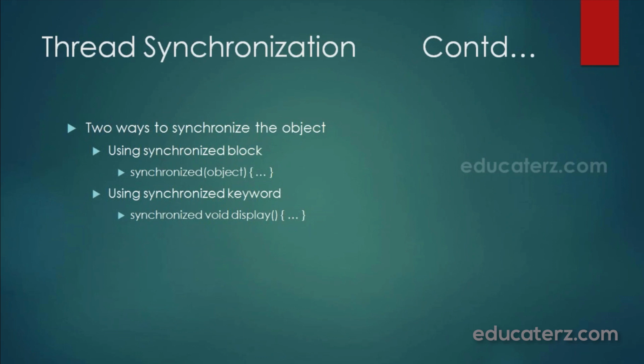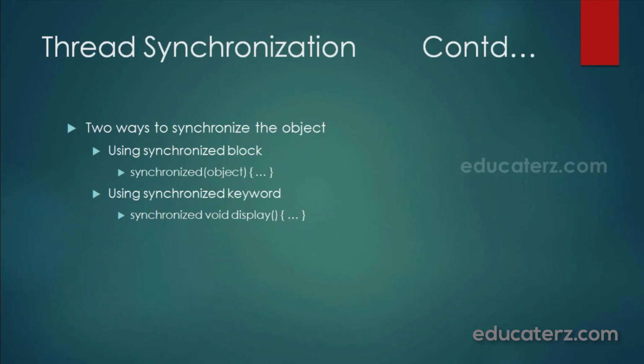So how do we synchronize the object? There are two ways of doing this, using synchronized block and using synchronized keyword. In synchronized block, we embed a set of statements of the object inside run method within a synchronized block. So here object represents the object to be locked or synchronized. The statements inside the synchronized block are all available to only one thread at a time. They are not available to more than one thread simultaneously.